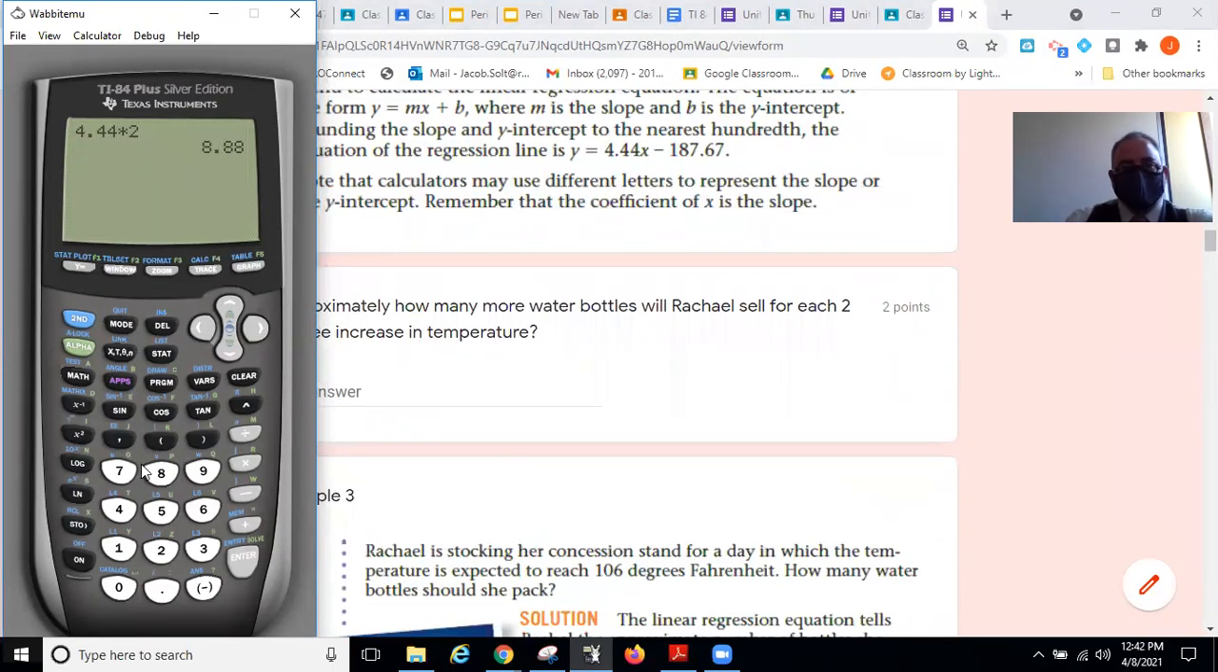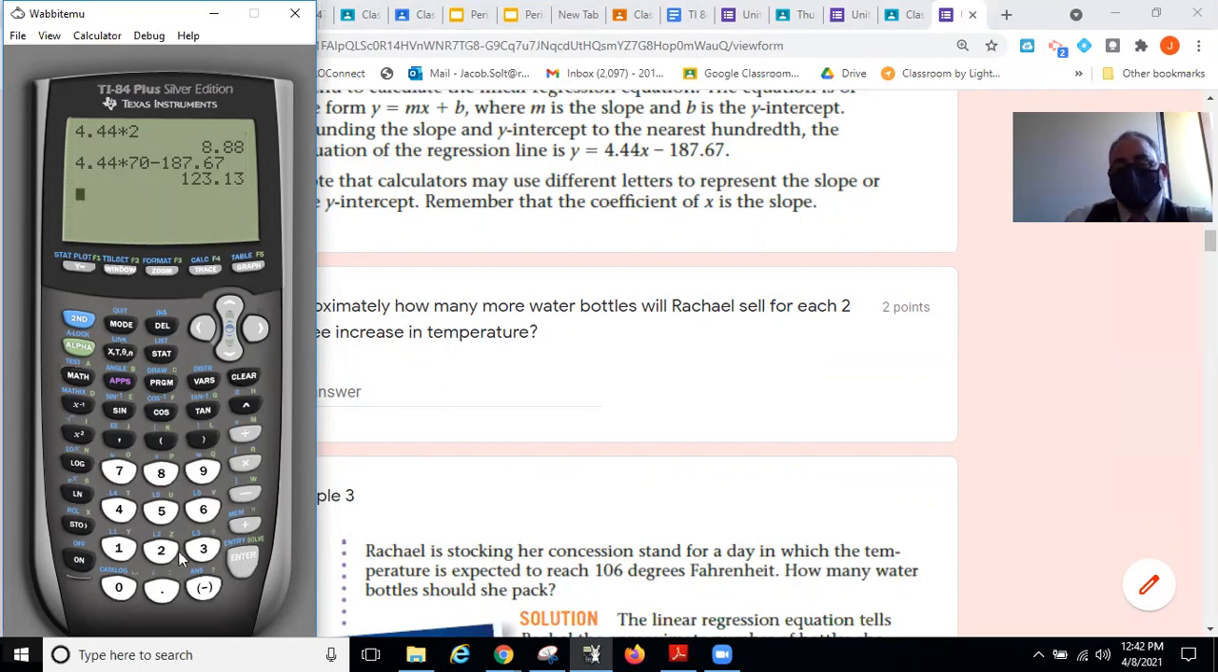Okay, let me show you how this works in the real world. I have this formula, right? I'm gonna use y equals 4.44x minus 187.67. Let's say it's 70 degrees outside. The slope tells me she sells 4.44 for each degree in temperature Fahrenheit. It's 70 degrees out, so I put 70 in for x in the formula, and then I subtract 187.67. It'll predict how many bottles of water she will sell if the temperature is 70 degrees. She will sell about 123 bottles of water if the temperature is 70 degrees.